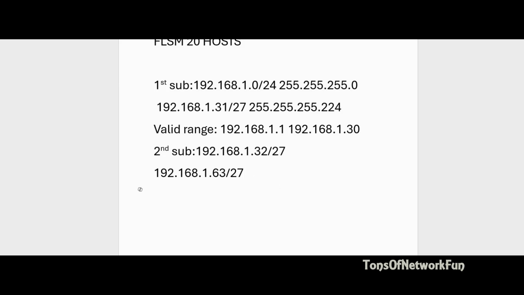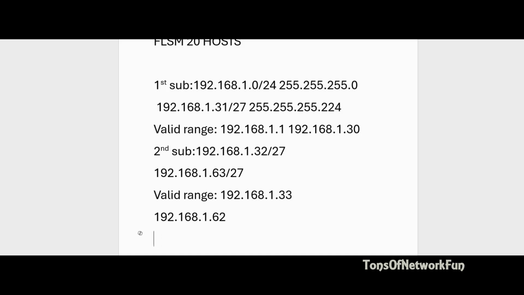And the valid range here is 192.168.1.33, because 32 is the network ID, and then the broadcast ID is 192.168.1.62. So broadcast ID is 63, 1 minus broadcast ID is 62. So the valid range from 1.33 until 1.62. Third subnet.